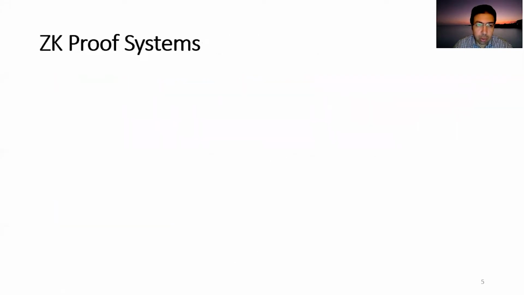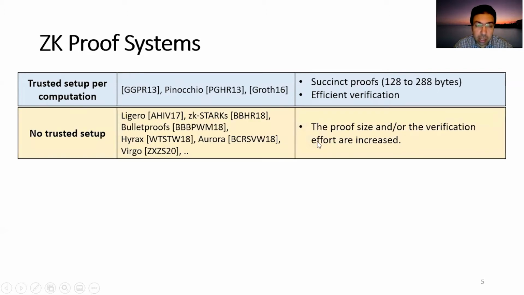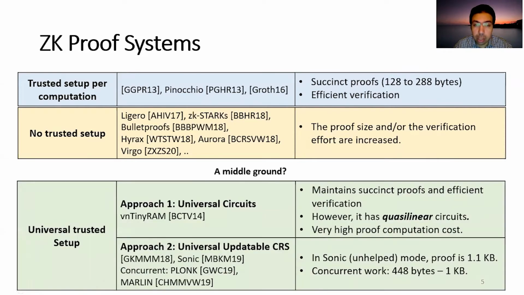If we try now to look at the zk proof systems in this space, the first class is what I just mentioned, the zk-SNARKs that require trusted setup per computation, which gives us very nice performance properties. The second class does not require trusted setup. However, the proof size and the verification effort are increased. Researchers have also been working on a middle ground: zk proof systems that require only a universal trusted setup, a single trusted setup phase that is only needed in the beginning.